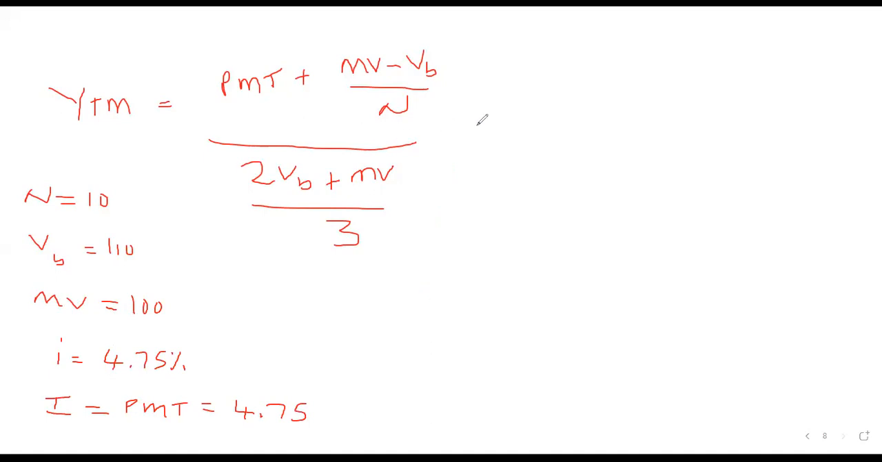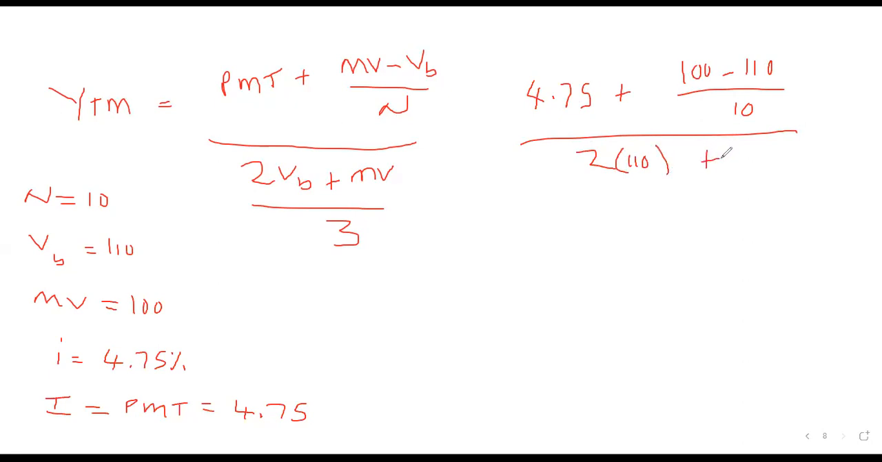So when there's a coupon payment, we'll put 4.75. Plus 100 minus 110 divided by 10, over 2, 110 plus 100 divided by 3. So this is negative 10 over 10, which is negative 1. So this is 4.75 minus 1, over 220 plus 100, which is 320, divided by 3. What are you getting?